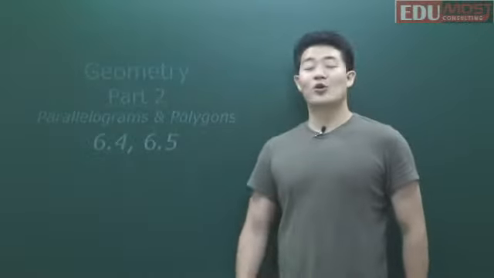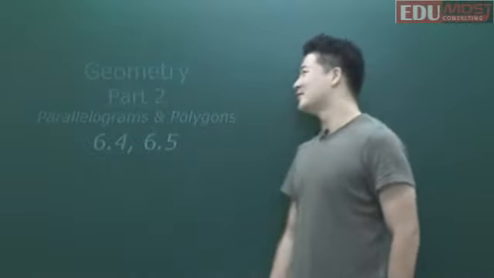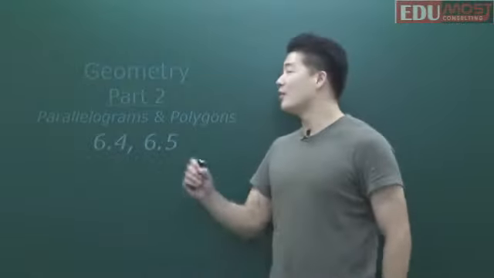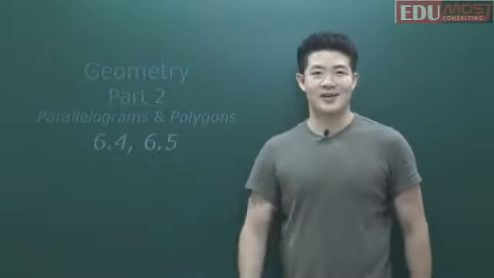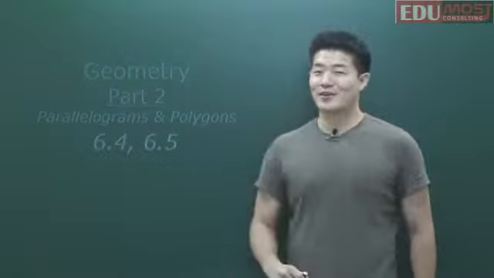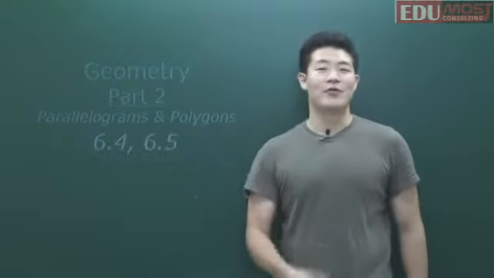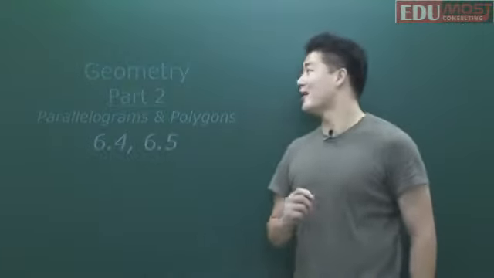And we are actually going over part 2 of the geometry series, mainly focusing on parallelograms and other polygons, okay? So, again, if you're following along in the Barron's book, it is section 6.4 and 6.5 in your books, okay?